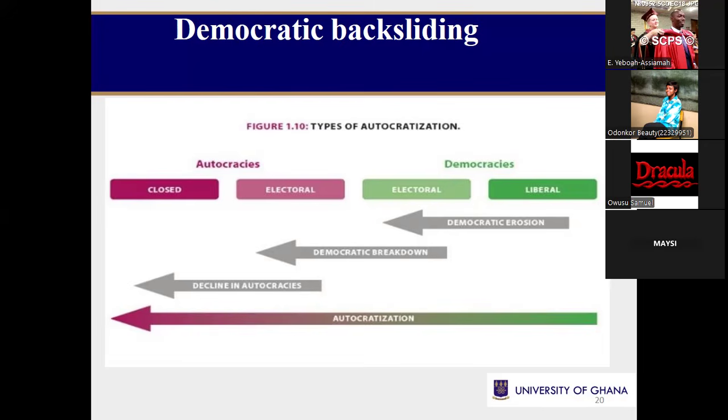Now, from the video that I made you go through, what is backsliding? The video says that democratic backsliding is a phenomenon where states recede on their democratic credentials. Okay, good. Any other view? So when states recede or decline in terms of their democratic credentials or qualities, we call it democratic backsliding.